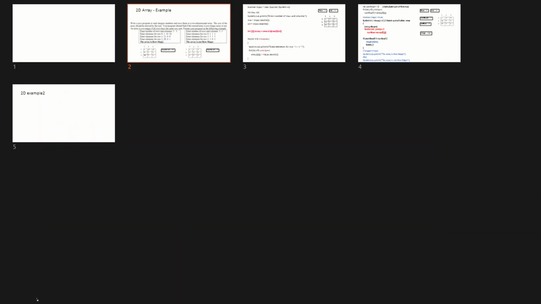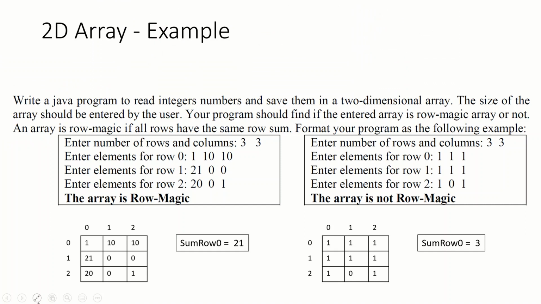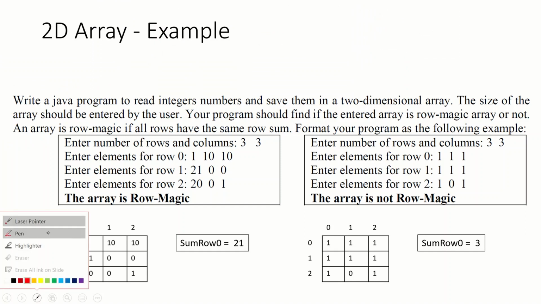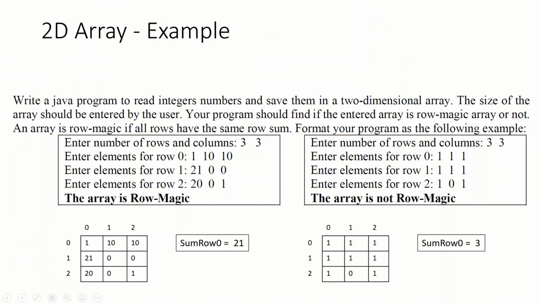The idea behind this program is we have to make sure that all the rows we have, they have the same summation. So what we need to do is calculate the summation of the first row, and then compare it with the other rows. So our first step is, let's go to row 0, this is our first row, do the summation and save it in a variable. For example, we will call it sum row 0.